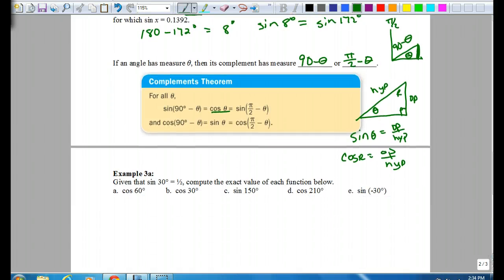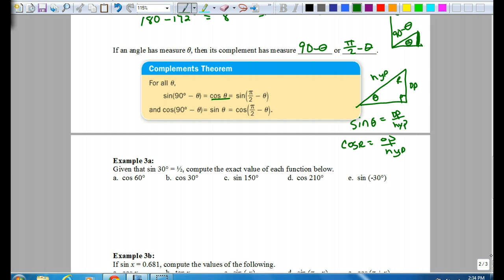So, let's look at this next example. Given that we have sine 30 equals 1/2, compute the exact value of each function below. What we're going to do is use all these theorems that we were talking about above to find these. Okay? So the first one, we want to look at cosine 60. Which of the theorems that we were looking at above matches something to do with this? The Complements Theorem. So, because we're using the Complements Theorem, I'm going to write that down. Okay? What is cosine 60 going to be? It's going to be 1/2. Happens to be the same as sine here.